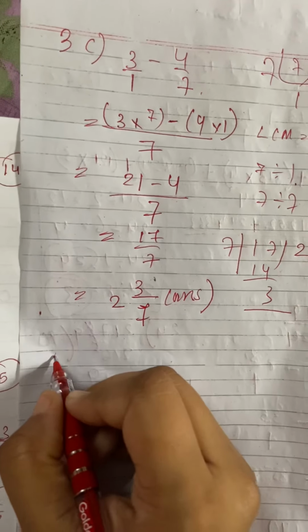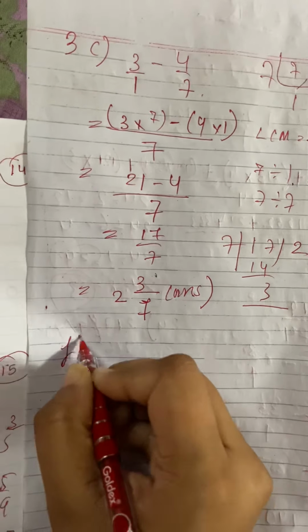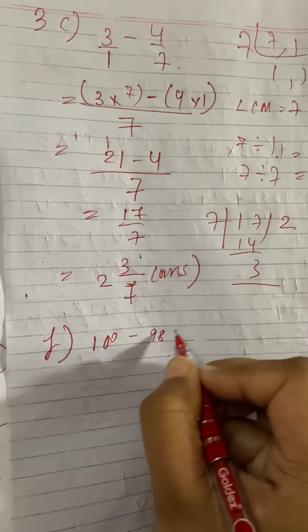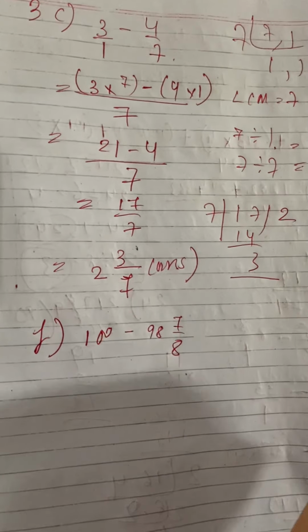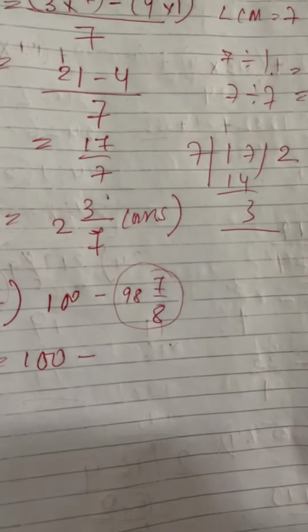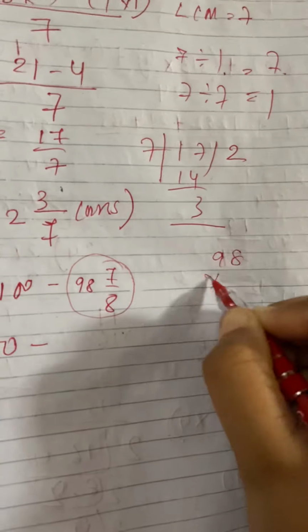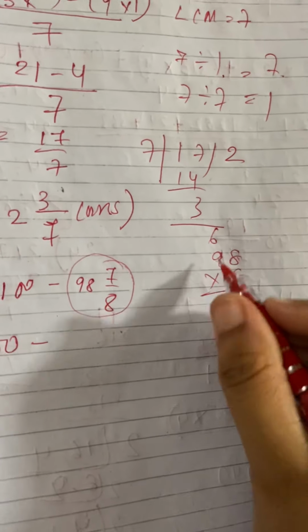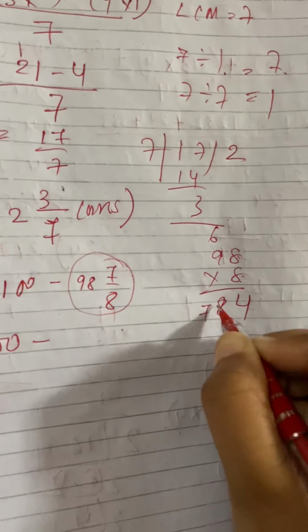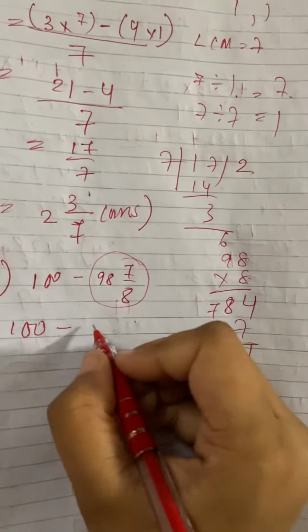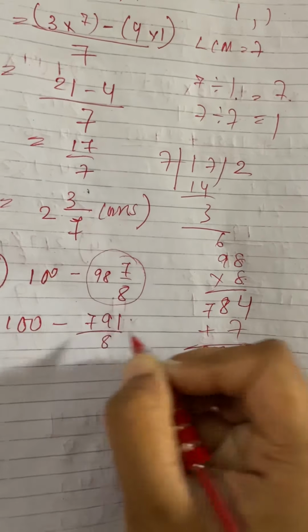So question number F, 100 minus 98 7 by 8. So first what you have to do is convert this into improper. So 98 into 8. 8 times 8 is 64, 4 and 6 carry over. This is 72 plus 6, 78. And then add 7. So this is 791 by 8.